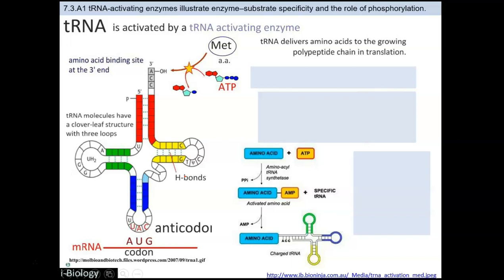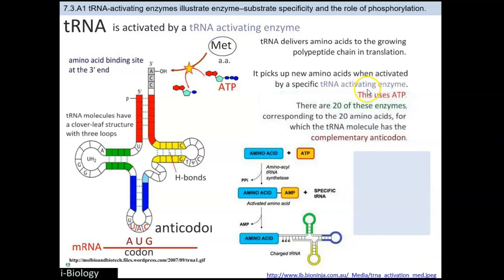And here is what I just explained. tRNA delivers amino acids to the growing polypeptide chain in translation. It picks up the amino acid by the specific tRNA activating enzyme. And this action needs the usage of ATP. And we have 20 different types of enzyme for 20 different amino acids, because each enzyme is acting with a specific amino acid for activating that.